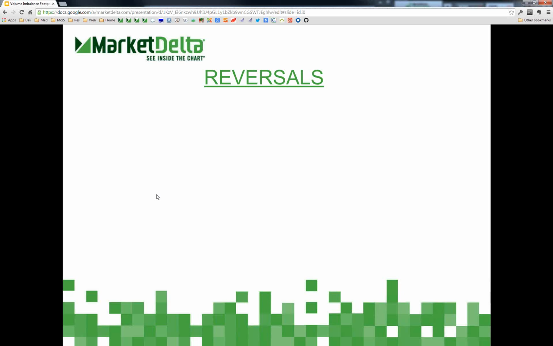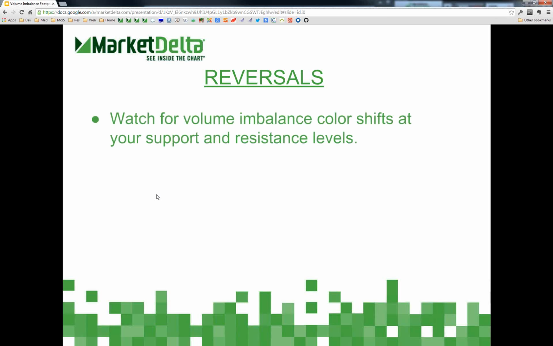One of the primary reasons, of course, is the risk versus reward. I can quantify the risk within a couple ticks typically, and the reward can be big if you happen to catch a low of the day or high of the day, and you can ride the trade. We'll take a look at some of these. These examples are reversals, things you want to watch for, and I'll point them out. You want to watch for volume imbalance color shifts at support or resistance levels.